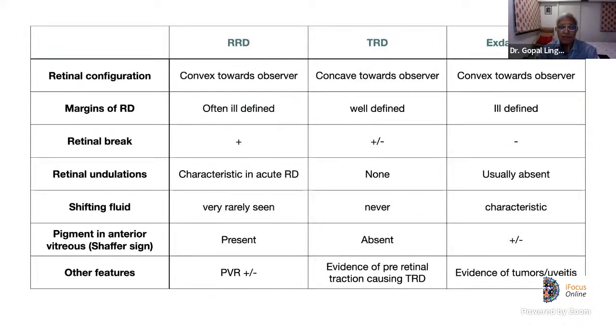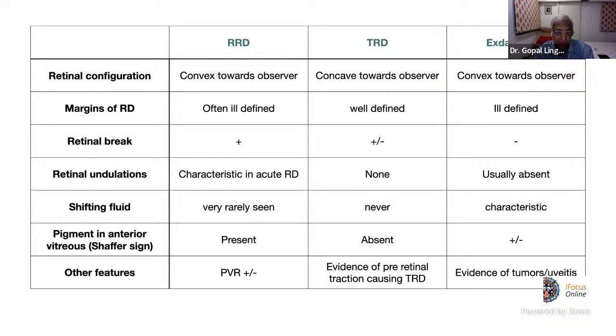So this slide gives you an overview of differentiating between rhegmatogenous detachment, TRD, and exudative RD. I just want to stress that the configuration is convex towards the observer in both RRD and exudative RD, while in TRD, it is concave towards the observer because a force is pulling the retina towards you, but the RPE pump is trying to keep the retina back, so it becomes concave. The margins of RD are well defined in TRD because it's slowly progressive. It's ill-defined in both exudative and rhegmatogenous retinal detachment, with the exception being a slowly progressive RD, which can have well-defined margins.